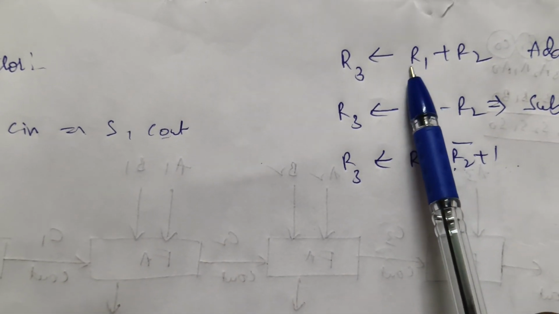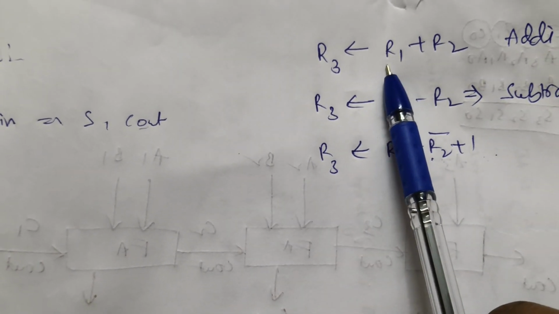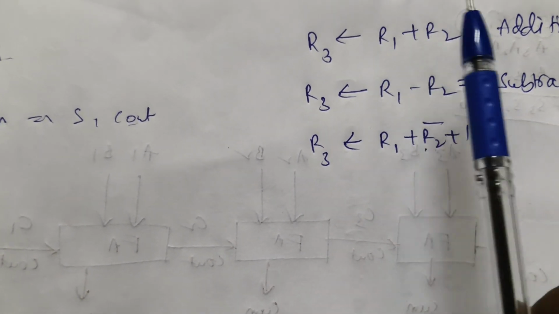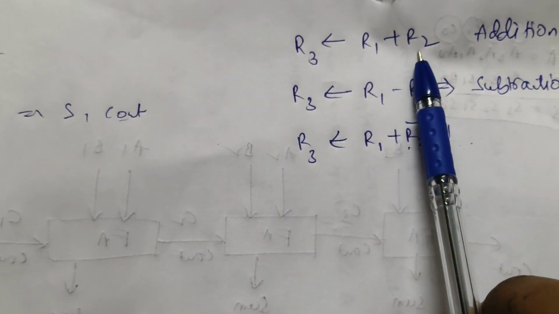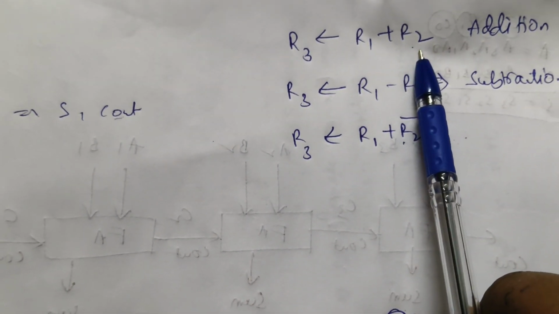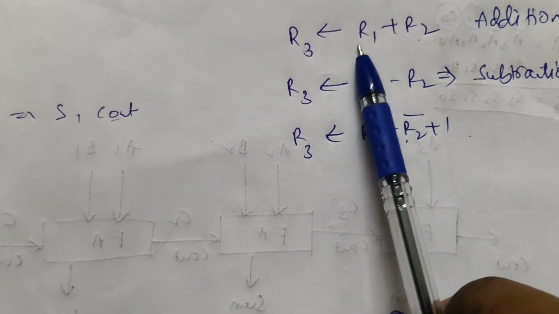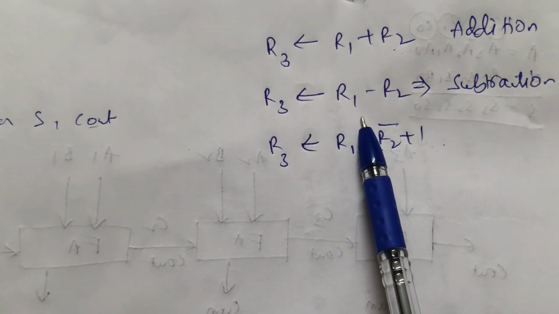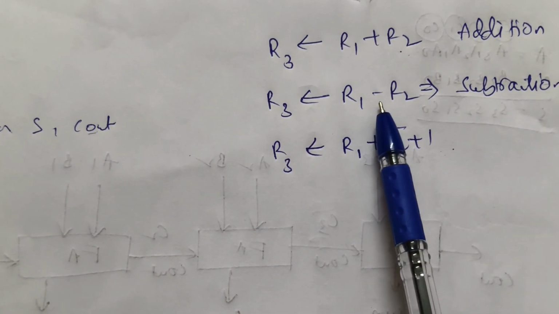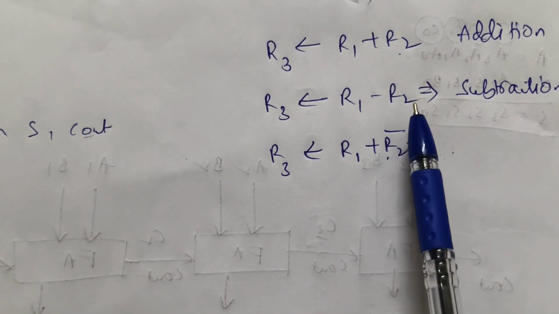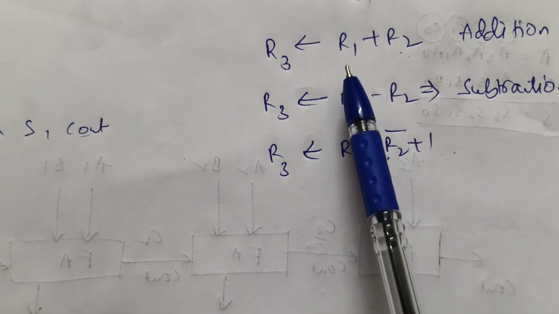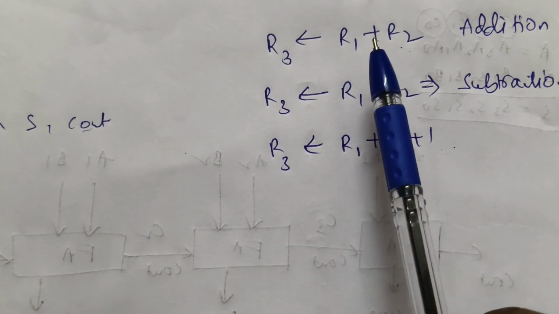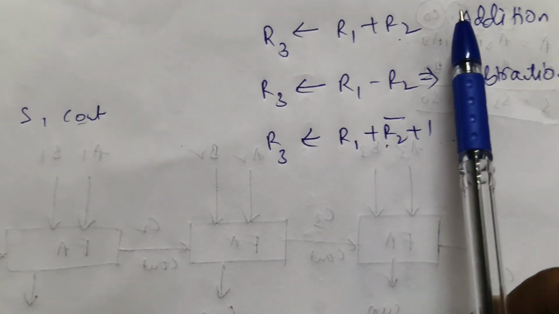Suppose consider register 1, in which I am storing the register A information, and consider register 2, in which I am storing the register B bit information. On registers A and B, if I want to perform addition or subtraction, then by using one common mode bit, I am designing one circuit which performs addition and subtraction on those binary numbers, which is known as a binary adder and subtractor.